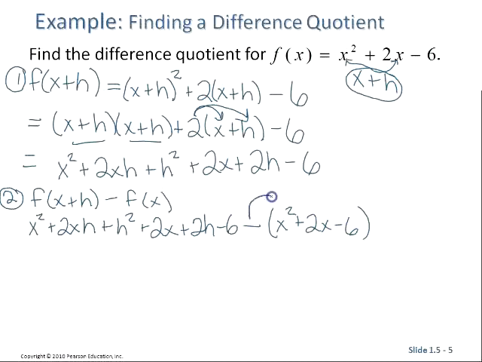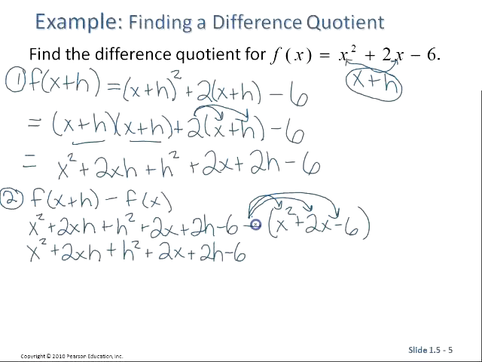Once again, I want to be sure to put that in parentheses because that subtraction is going to change my signs. So let's see what I get here. I don't change any of this long stuff here at the beginning. So I'm just going to bring it down. But this will now become minus x squared minus 2x plus 6.